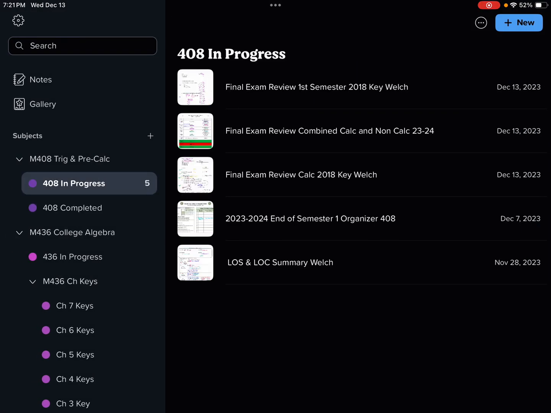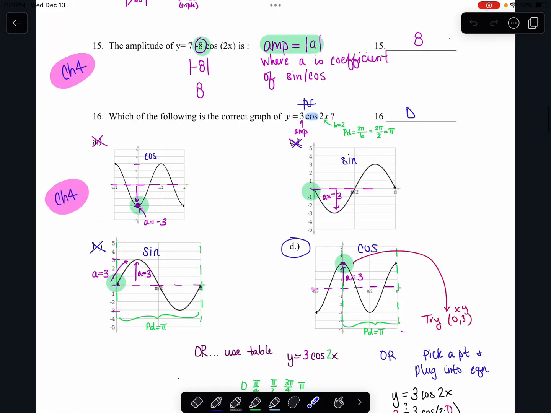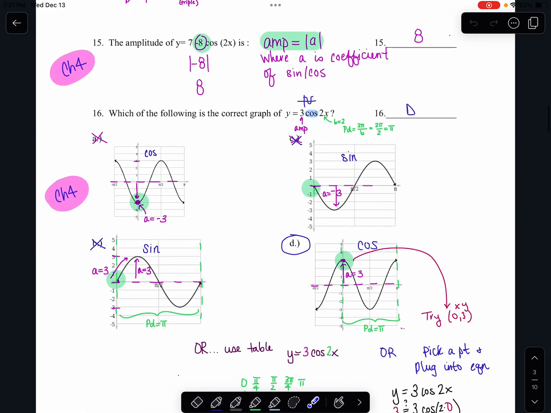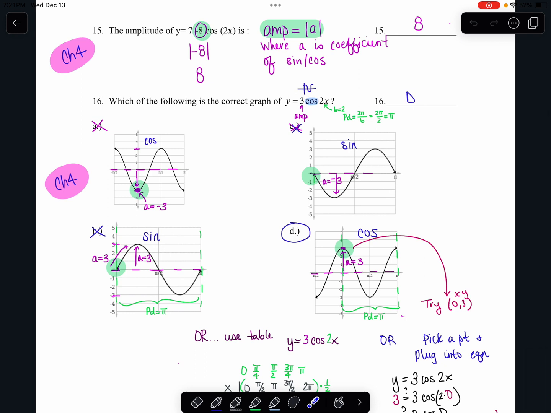So as far as our worksheet goes, you'll notice that all of the review problems for graphing were on the non-calculator portion. That's because all of the graphing problems are going to be on the non-calculator portion of your final. So notice cosine, what is the amplitude? The A value is -8, but our amplitude is positive.